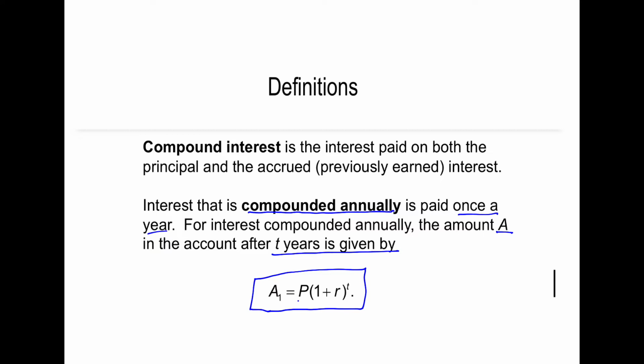What we have is our principal, and then we have 1 plus r. So whatever our rate of interest is, we're going to add 1 to it, and then we're going to raise it to the t power rather than just multiply by t.